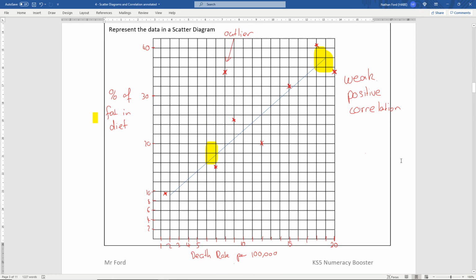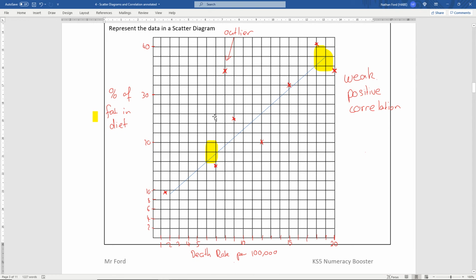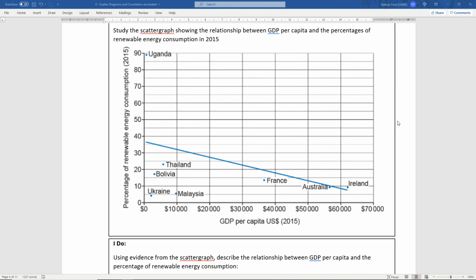Okay, so that's how you draw your scatter graphs. That is how you talk about what sort of correlation it is, and that's how we draw a line of best fit. We're going to look at a different one in a second, describing a scatter graph that's already there with a line of best fit already built in. If you want, you can try a question after this. On the next page, we have this question here.